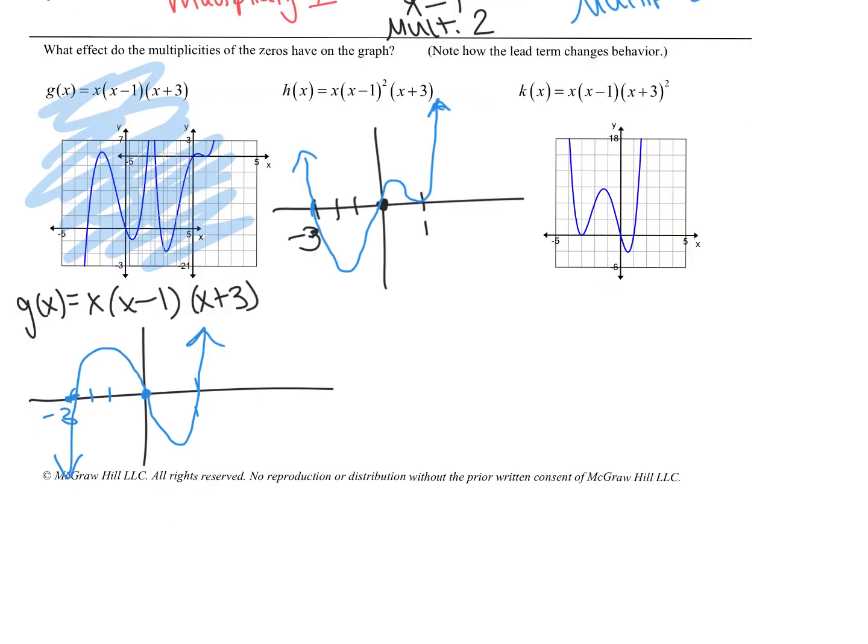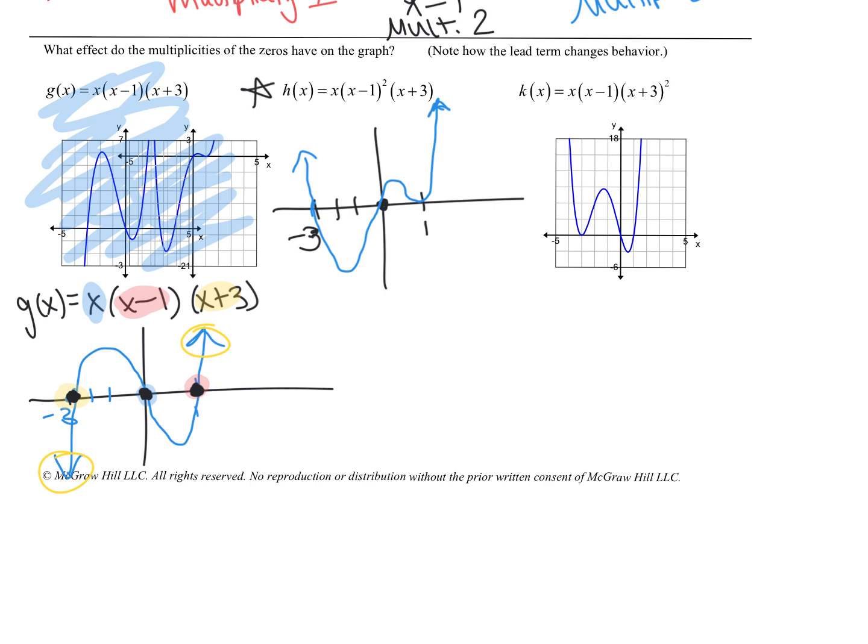Okay, so in this graph, there is a 0 at 0, there's also a 0 at 1, and there's a 0 at -3, right? And this polynomial has a degree of 3, and it's positive. So on the left it falls, and on the right it rises. Okay, and then what happens is, for it to be a 0, the graph has to go through the zeros, right? Because it has to cross the x-axis to be a 0. So that's the general shape we get.